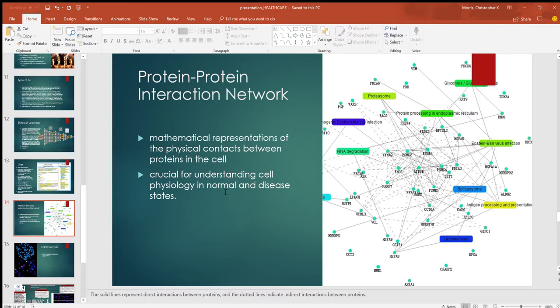They're crucial for understanding cell physiology in normal and disease states. So they're very important for helping us understand what's going on and for making treatments and therapeutics. Because if we can see the interaction, if we were going to administer a therapeutic, we can see which proteins it interacts with and what the interaction will do down the line.